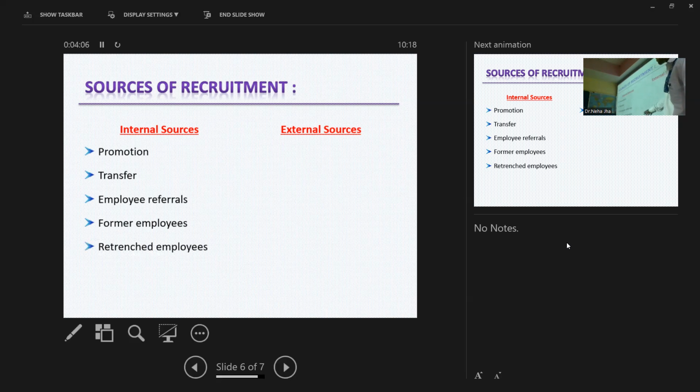And last is retrenched employees. Retrenched employees means those candidates who were retrenched in the selection process before selection, but the organization can hire the retrenched candidates.